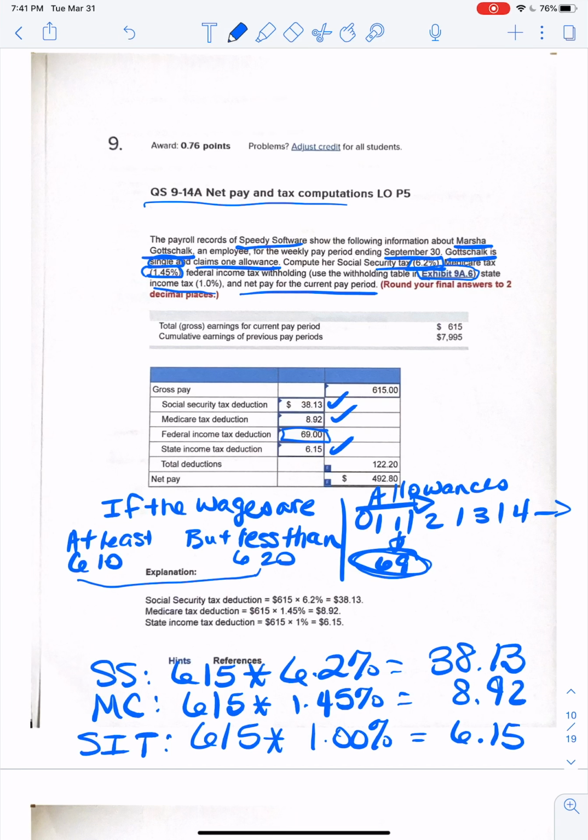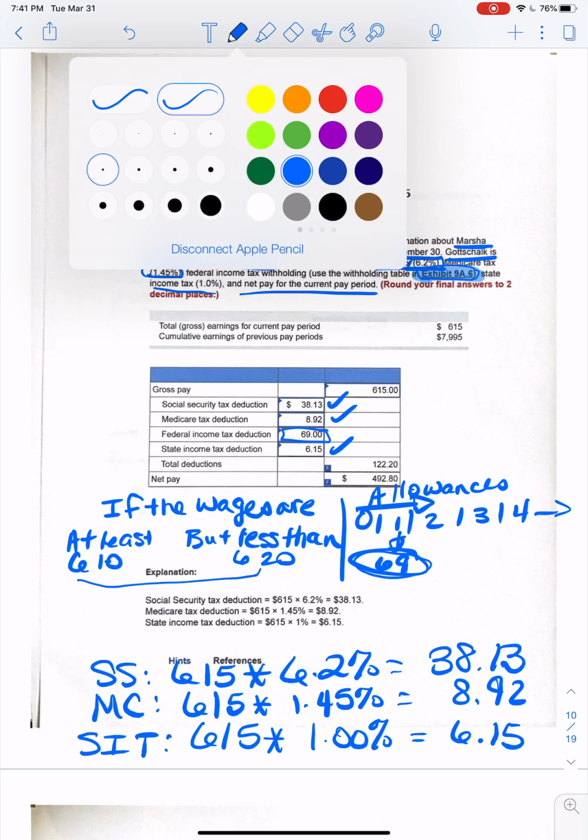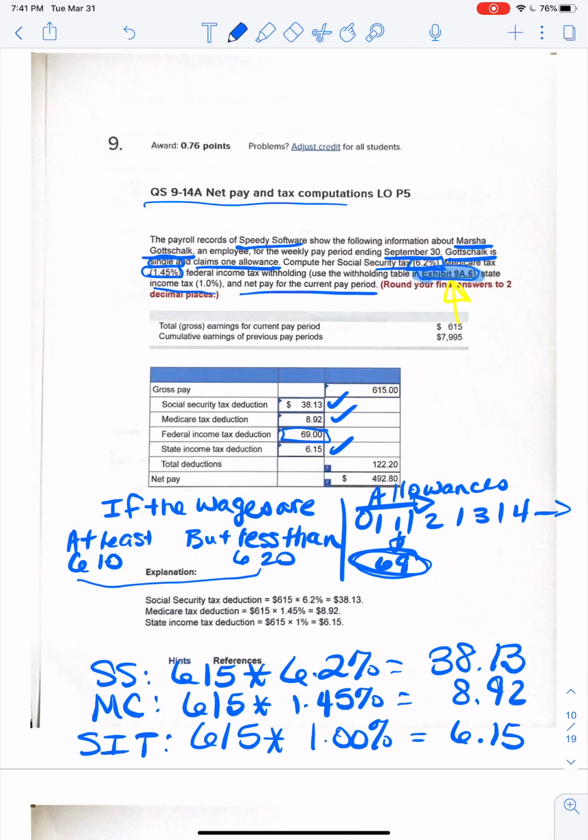So if you pull up this exhibit, it's contained within Exhibit 9A.6. Okay, so if you pull that up, then what you'll see is a table that resembles this sketch I have right down here. So it says if the wages are at least, in this case, 610 but less than 620, which they are, right? If you were to look at a line, you had 610, you have 620, well, 615 is right here in the middle. So we've satisfied this condition over here. So we are in the right row, right? So we'd come down until we see this row.